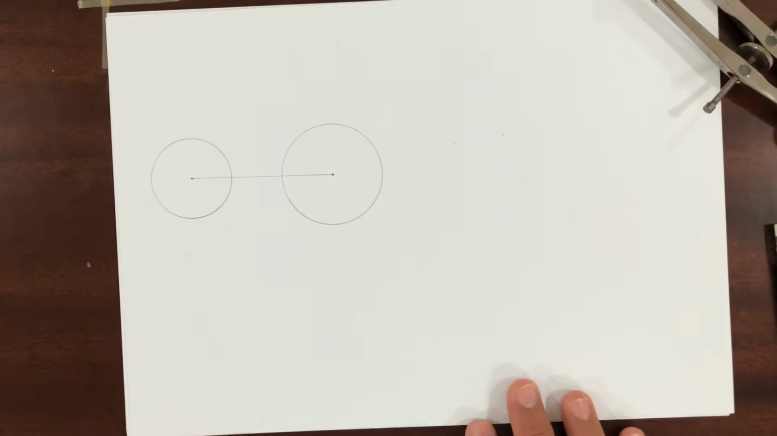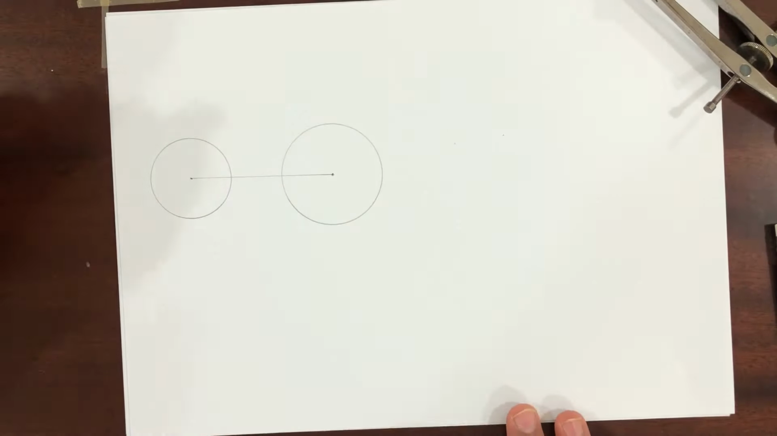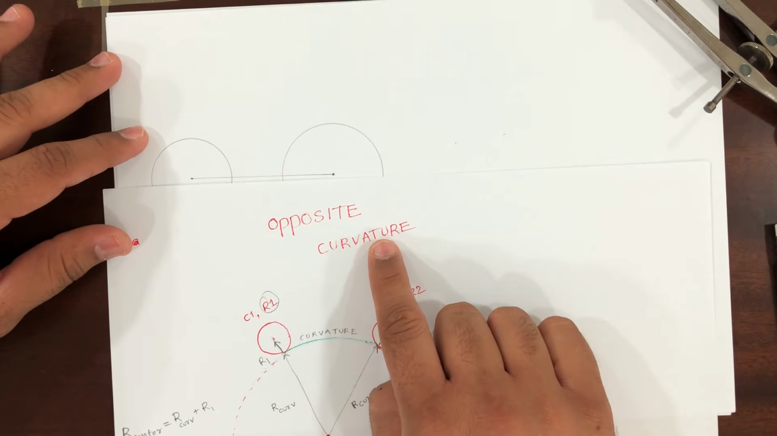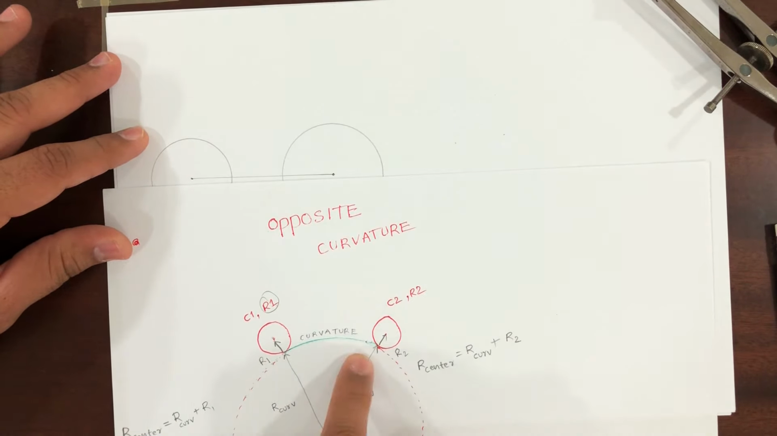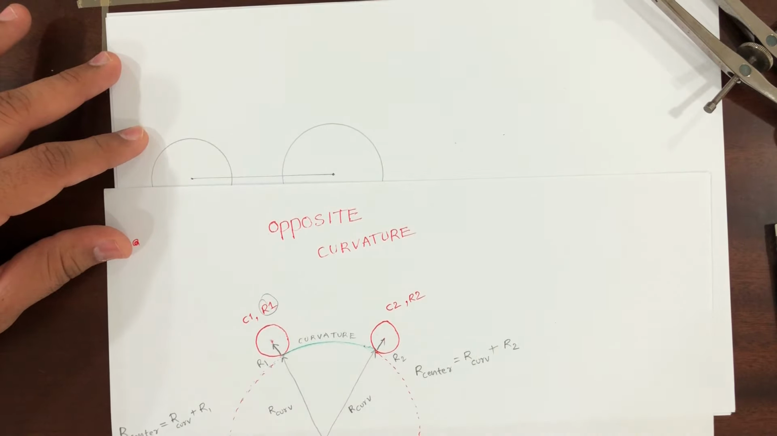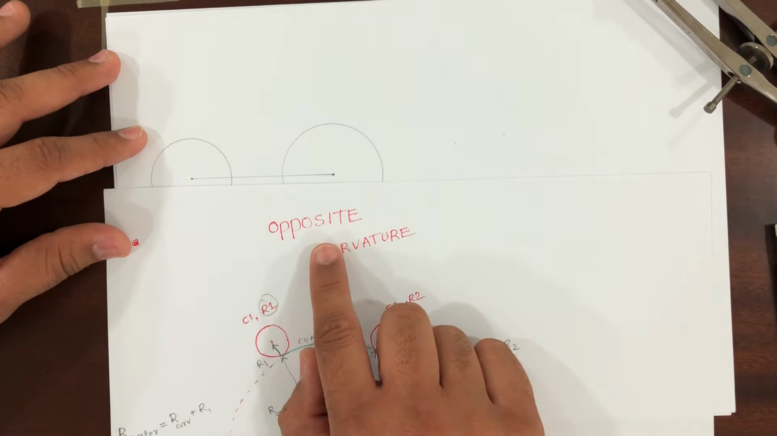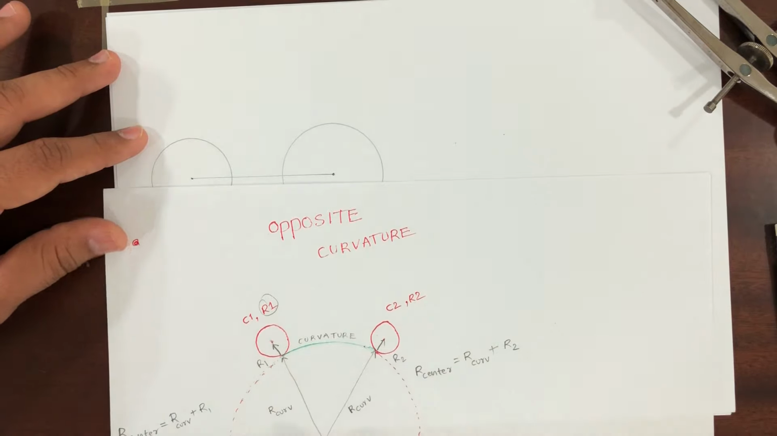So now read the question. What is he asking? Fit in opposite curvature. Opposite curvature means like this. Okay, so what is the formula? R center is equal to R curvature plus R1. R center is equal to R curvature plus R2, because he is asking us to fit in opposite curvature. Okay.